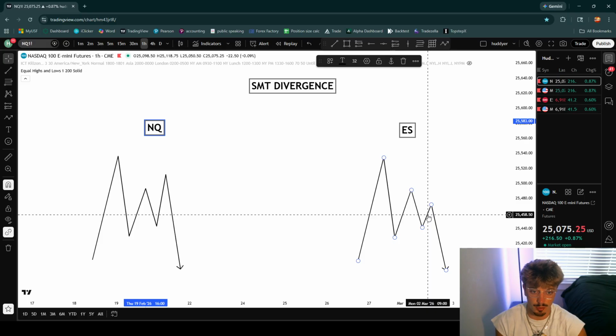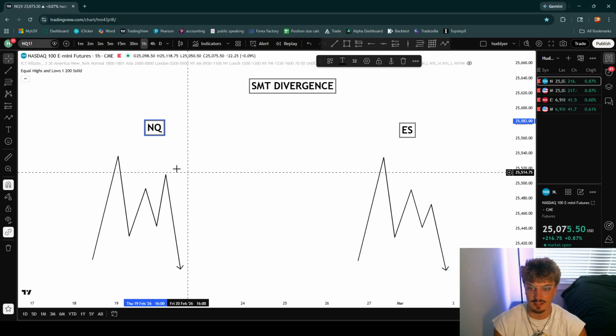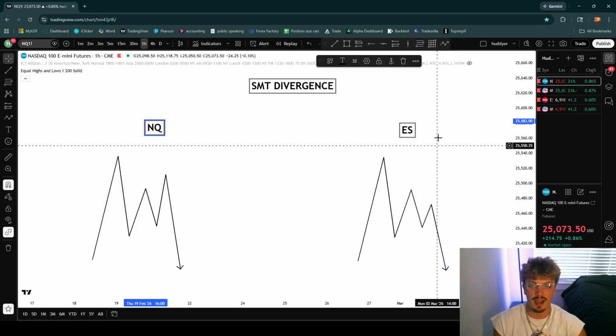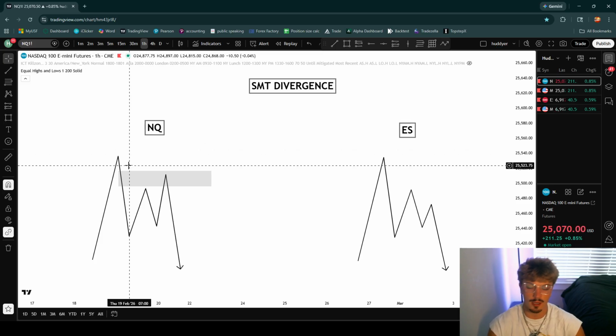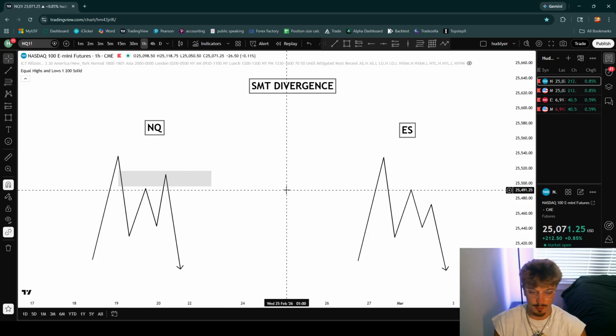We could be at a certain point right here. NQ could have taken this out. You say, oh, there's an SMT, you enter short, but then ES takes this high out and we continue back up, right? So you have to pair it with other things, right? Obviously, you're going to be pairing it with your drawn liquidity and your bias for the day, right? Whether you're bearish or you're bullish, you got to pair it with that, number one, right?